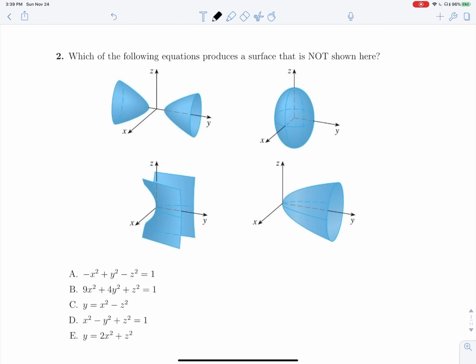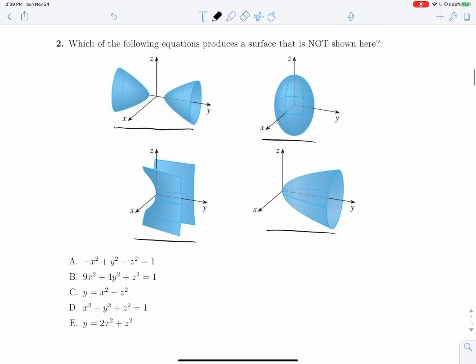And if you can match those up, you will be good, because we have a hyperboloid of two sheets, an elliptic paraboloid, a hyperbolic paraboloid, and an ellipsoid. So let's find these four equations in our answer choices, and the one that's left will be the odd one out. Well, we see that we can rearrange A into the form x squared minus y squared plus z squared equals -1, and this is our classic form for a hyperboloid of two sheets. So A is out, and we see that that is there.